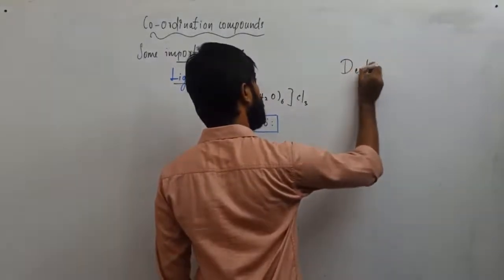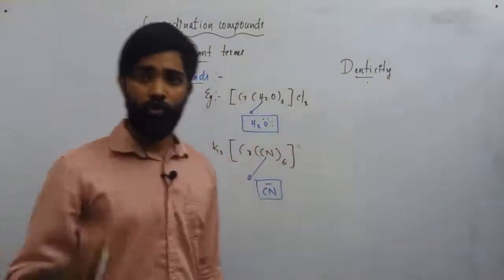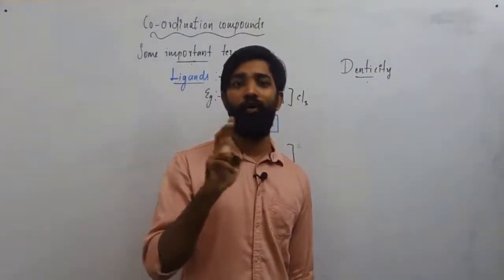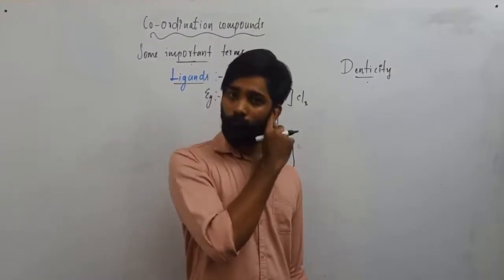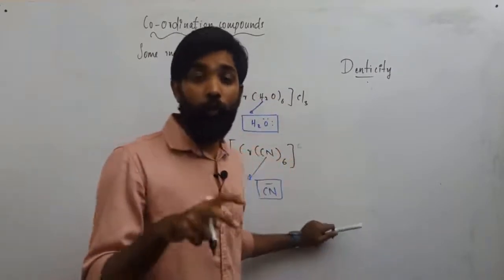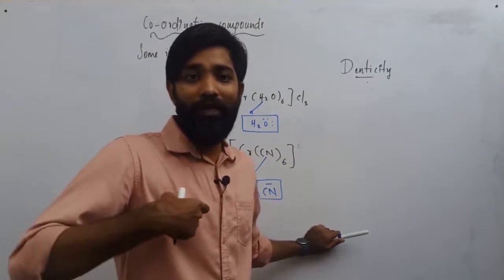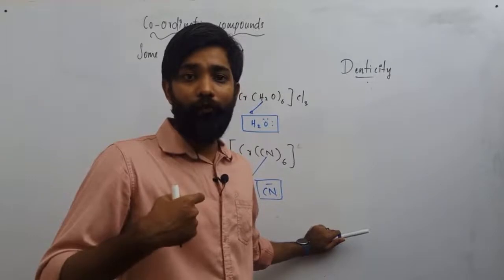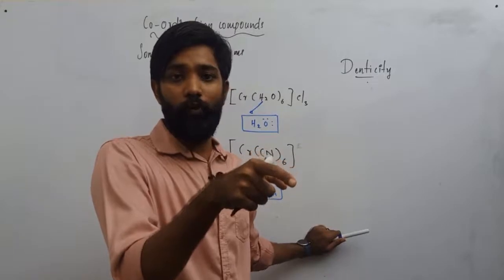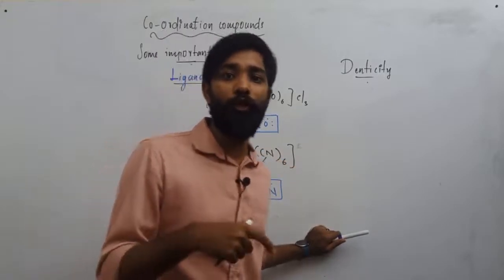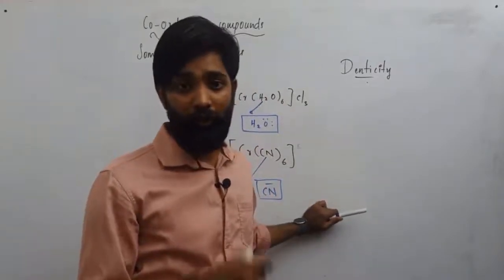The next, denticity. That's a very important point for your ligand. Denticity has some relation with teeth. It means how many coordinate bonds can be offered by a particular ligand. If I am a ligand, how many coordinate bonds can be formed by me to the central atom, that is denticity. If I can form only one coordinate bond, then my denticity is 1 and I am known as a monodentate or unidentate ligand.